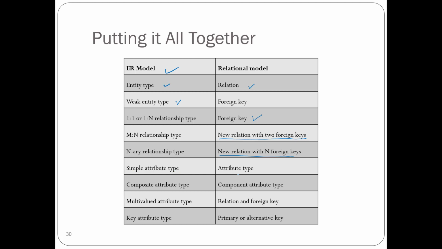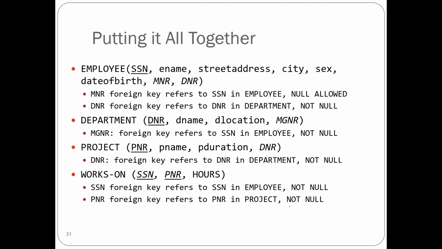Simple attribute types are mapped to attribute types. Composite attribute types are broken down into the component attribute types. Multi-valued attribute types, for that we need a relation and a foreign key from the main relation or main entity type. And key attribute types are mapped to primary or alternative key. All right, and now we will put everything together, all the examples that we saw.